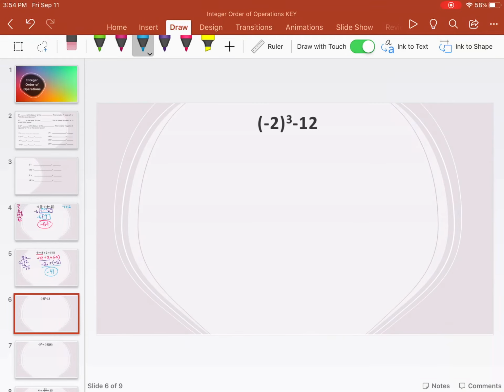Okay, now we've got an exponent to think about. Go ahead and try this one out. Remember those exponent rules we did at the beginning.